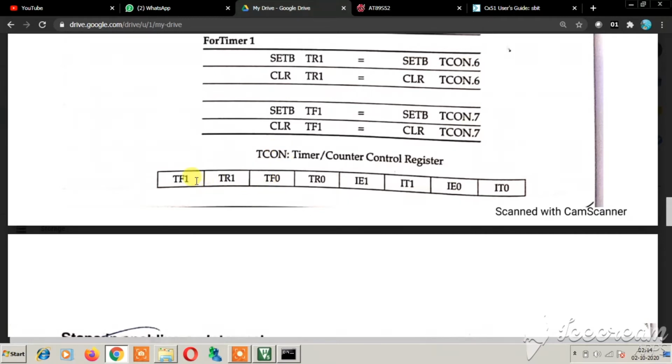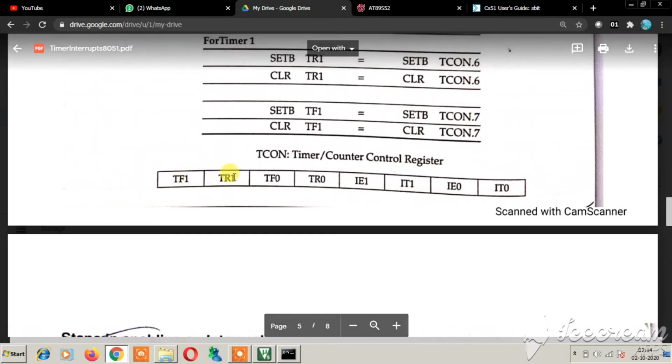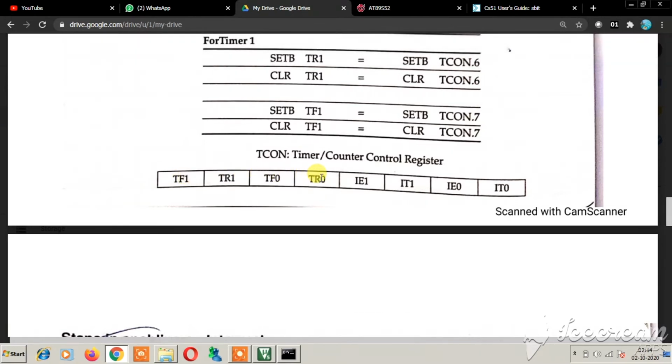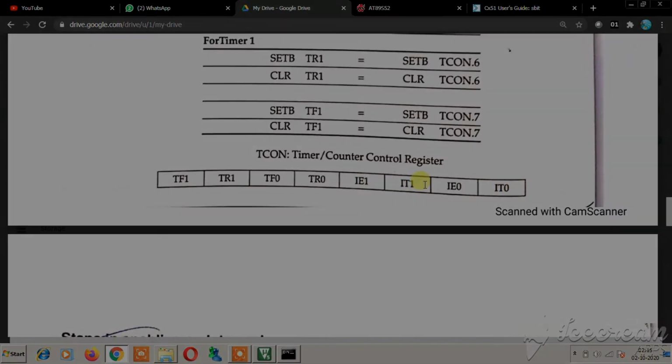I have discussed the TH, TL and the TMOD. Now inside the TCON you can have this timer flag and the timer start. The bits which I have discussed just above, the timer start by setting TR and the timer flag TF, are present inside the TCON. TR1, TF1 for timer 1, TF0, TR0 for timer 0. And these others, coming to later, are for the external interrupts.